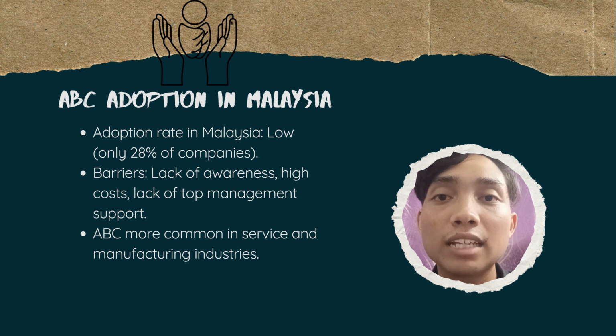Okay, second is ABC adoption in Malaysia. In Malaysia, the adoption of activity-based costing remains relatively low, with only about 28% of companies implementing it. The main barriers include lack of awareness, high implementation costs, and limited support from top management. Despite this, ABC is gaining traction, particularly in the service and manufacturing sectors where cost accuracy is critical.